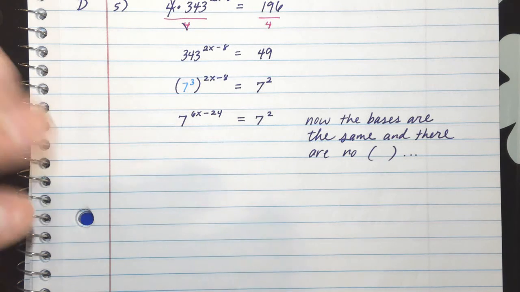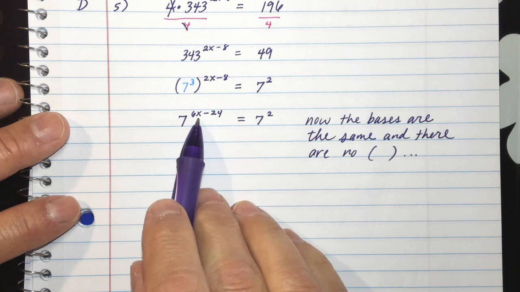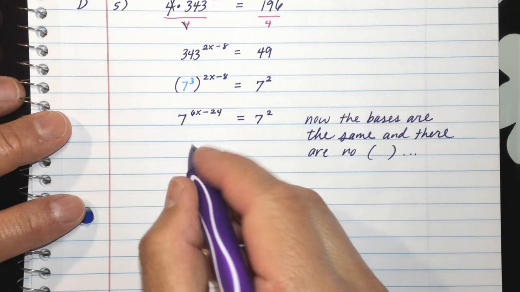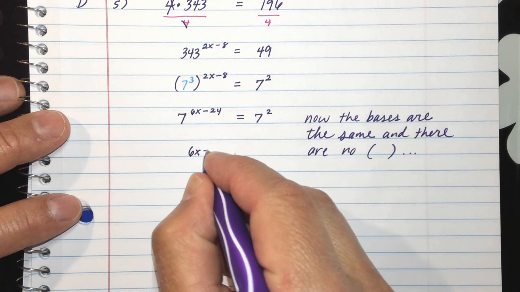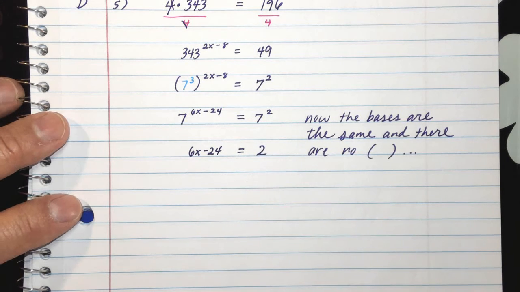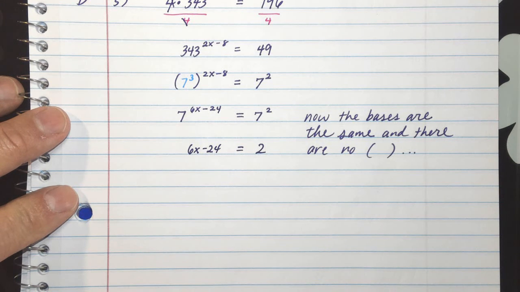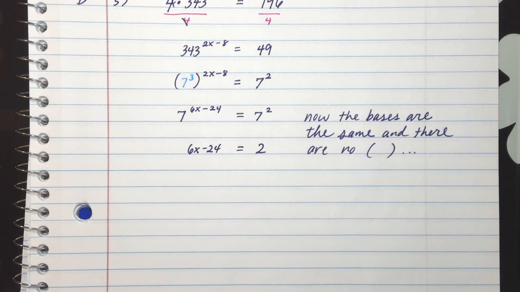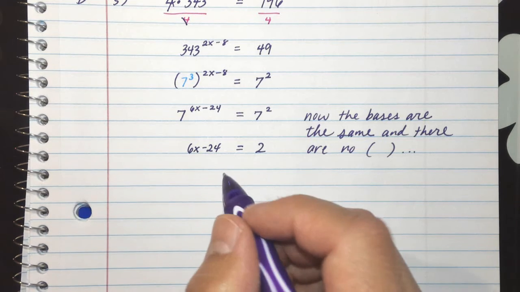So now you are allowed to write 6x minus 24 equals 2. The exponents are equal to each other. And then the next two steps are just first year algebra.